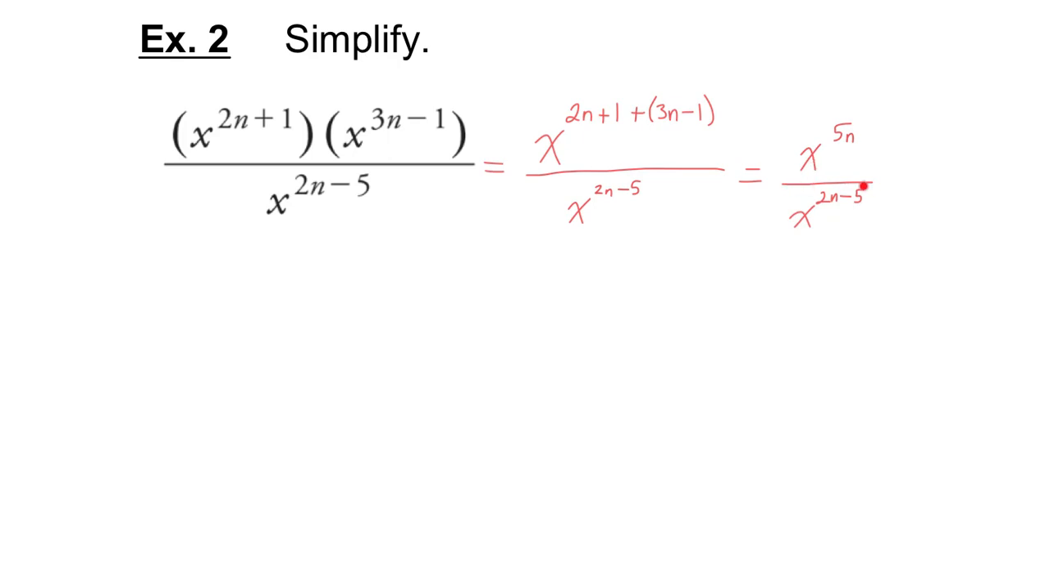Now I'm dividing powers with the same base, so I will subtract the exponents. So 5n minus 2n minus 5. 5n minus 2n is 3n, and then we're subtracting minus 5, that's plus 5. So I can take this complicated looking expression and simplify it down to this, x to the exponent 3n plus 5. But again, I'm just following my exponent laws, multiplying and dividing powers with the same base.